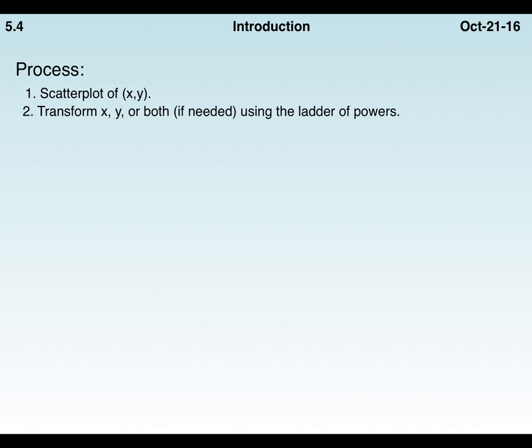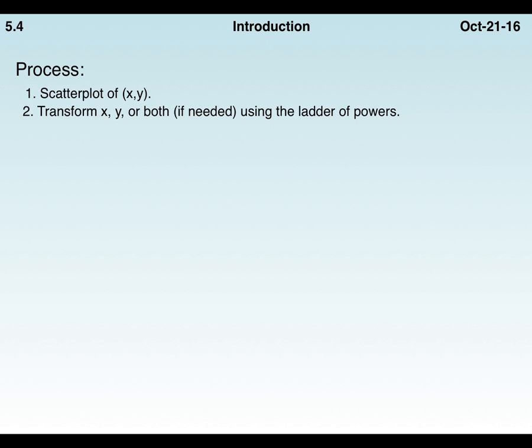Okay, so here's the process for transforming data. First thing is you look at a scatter plot, which we just did, and this is in your notes, so just look at your notes. You look at your scatter plot. So we did that and we determined, maybe it looks linear. Non-linear, I mean. Then we looked at the residual plot, we saw it was curved. So that tells us we need to do a transformation. Once you decide that you need to do a transformation, you transform either x or y or both using what's called the ladder of powers.